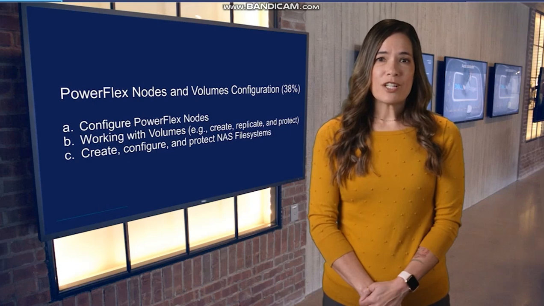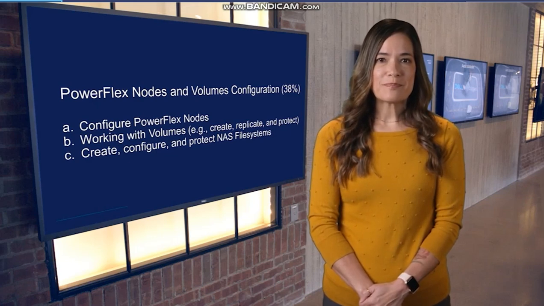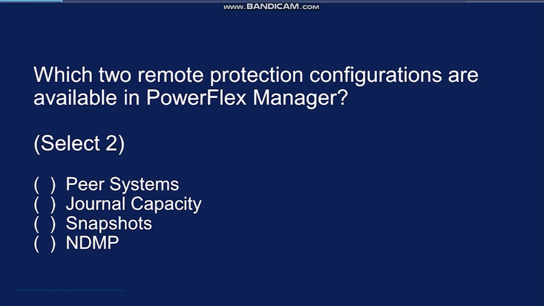Here's an example of a question asked about working with volumes. Which two remote protection configurations are available in PowerFlex Manager? Is it Pure Systems, Journal Capacity, Snapshots, or NDMP?